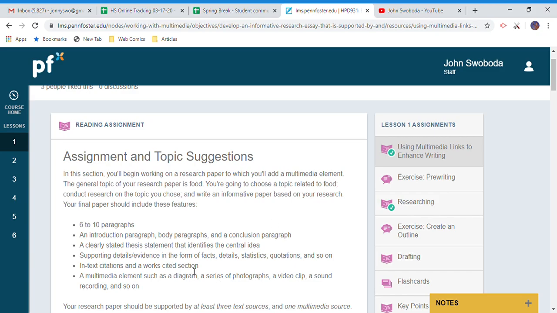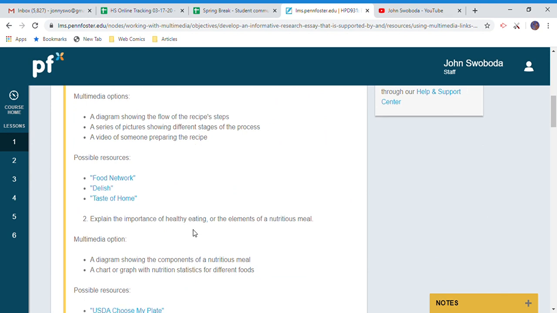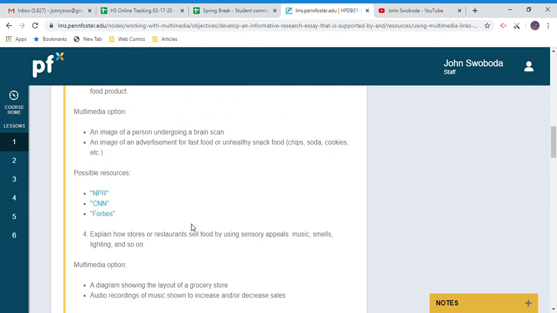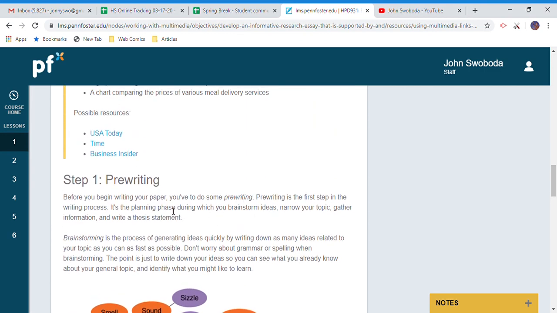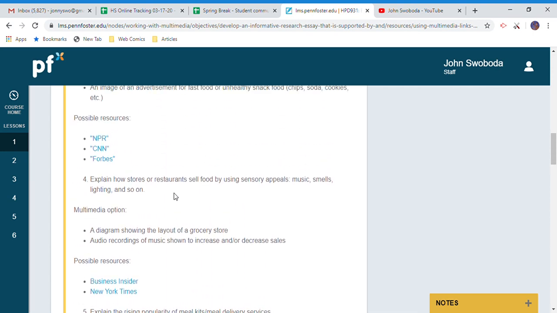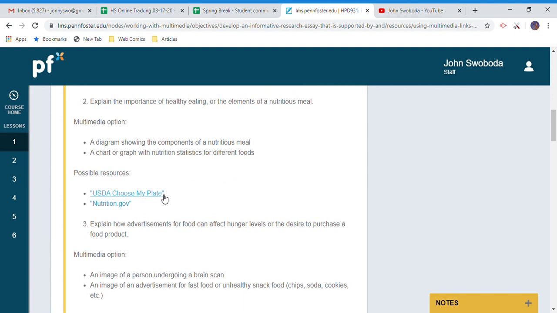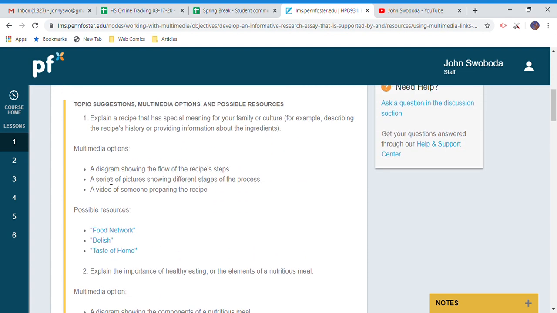So this one, I think what I want to take from this is the brainstorming tree that they've got going. So we're talking about pre-writing. The first stage is always pre-writing. And they're saying, for this example, that they're doing something about food. A video or something about explain a recipe that has a special meaning to your family or culture. For example, describing the recipe's history, providing information about the ingredients.